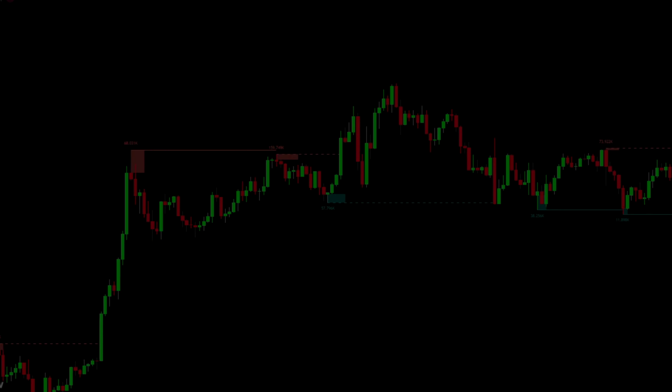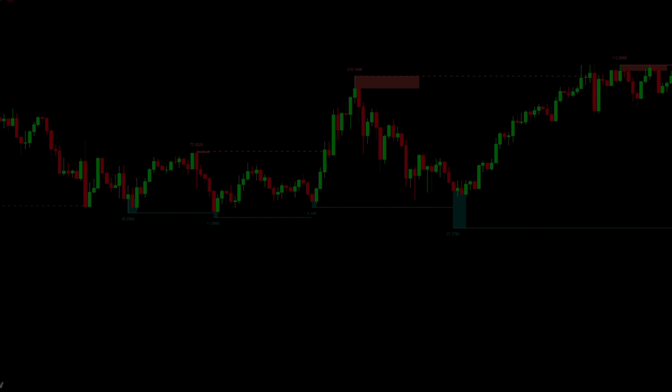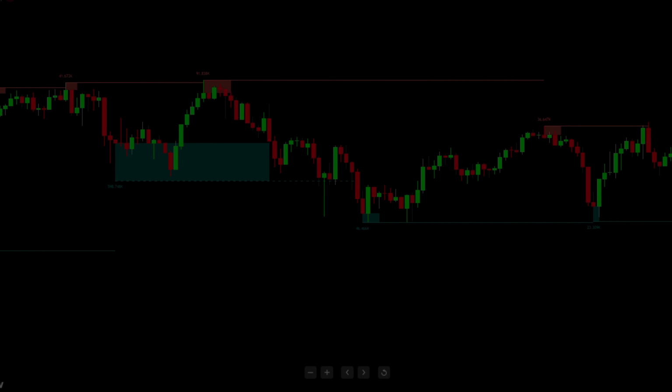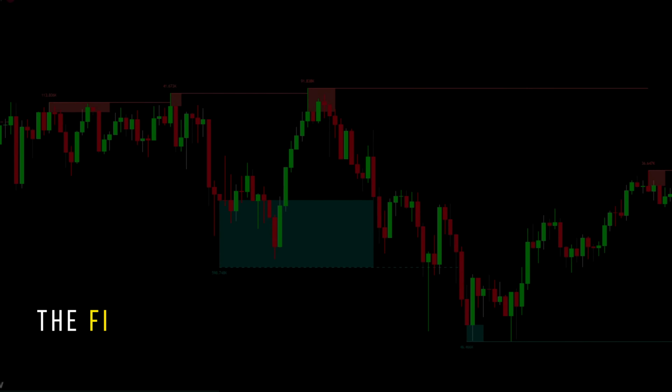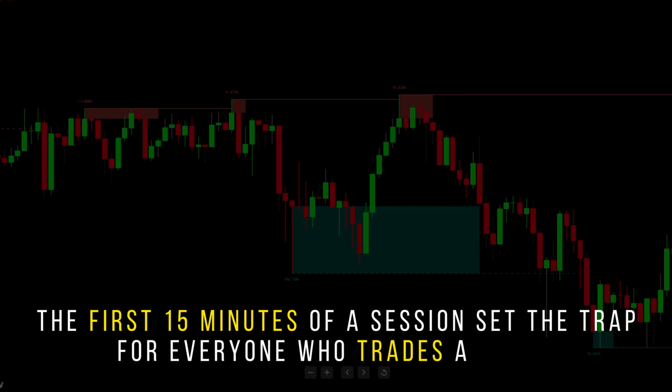This setup uses LuxAlgo Sessions to focus only on London and New York because that's where institutions actually play, and it's built around one critical truth most traders ignore. The first 15 minutes of a session set the trap for everyone who trades after it.